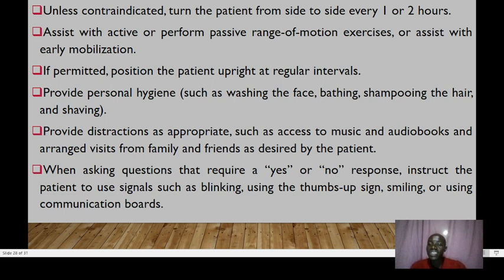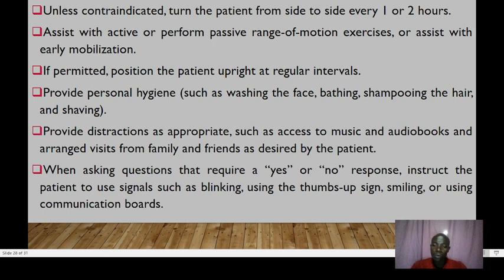Provide distractions as appropriate, such as access to music, audiobooks, and arrange for visits from family and friends as desired by the patient. Remember, these patients are at high risk of developing peptic ulcers, and the stress is so significant. So such distraction could help the patient.